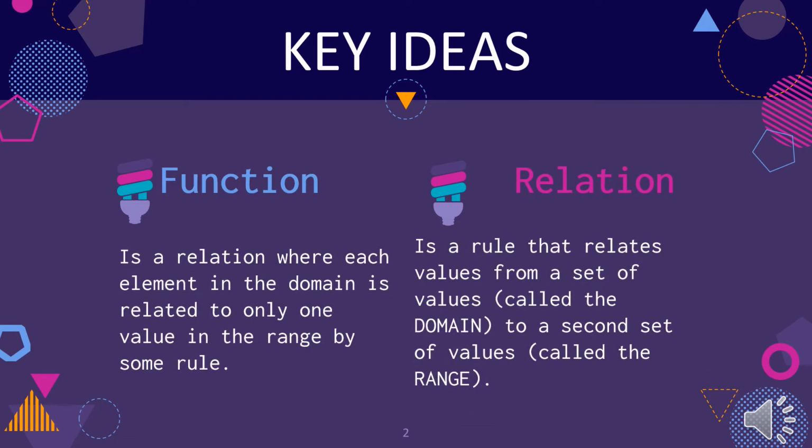Key ideas. So, we have here function and relation. A function is a relation where each element in the domain is related to only one value in the range by some rule. The elements of the domain can be imagined as input to a machine that applies a rule so that each input corresponds to only one output, while a relation is a rule that relates values from a set of values called the domain to a second set of values called the range.